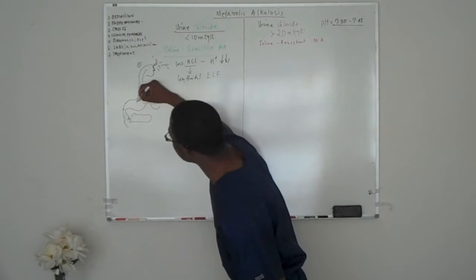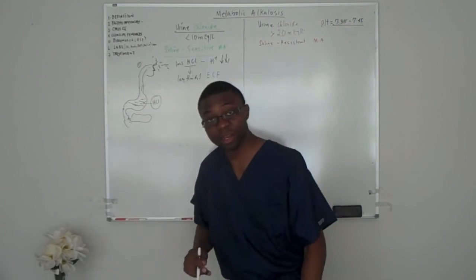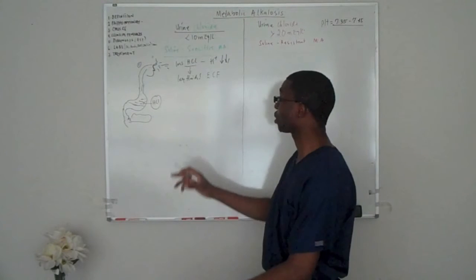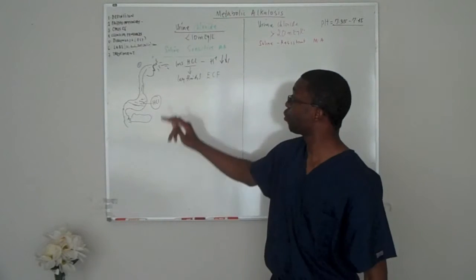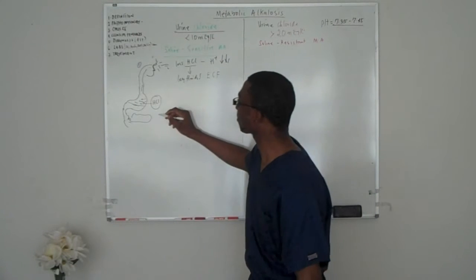Now, what happens is, let's say this is the amount I've lost. Right? I've lost a lot of hydrogen chloride. I've lost a lot of hydrogens. I also lost a lot of chloride, which will explain why my chloride is not going to be a lot in my urine to start out with.